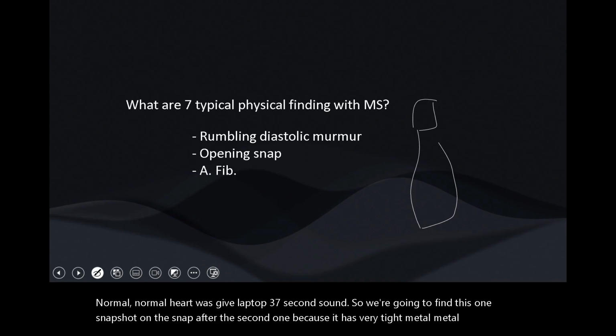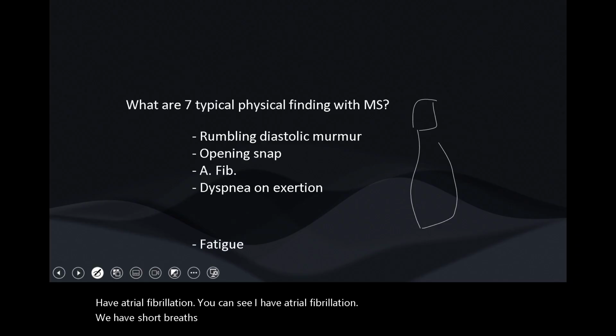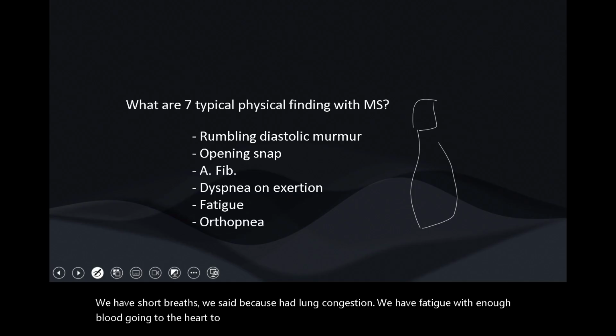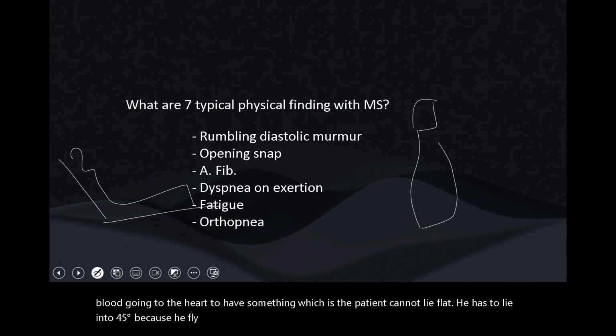Have atrial fibrillation. We're going to see why I have atrial fibrillation. We have shortness of breath. Why? Because we have lung congestion. We have fatigue because not enough blood is going to the heart. We have orthopnea, which is the patient cannot lie flat. He has to lie at a 45 degree angle, because if he lies flat, he gets congestion, right?